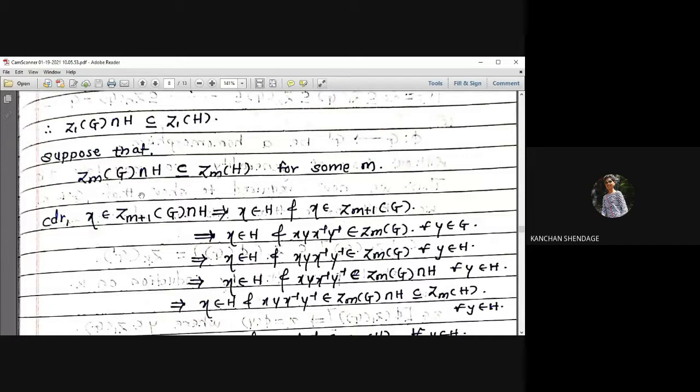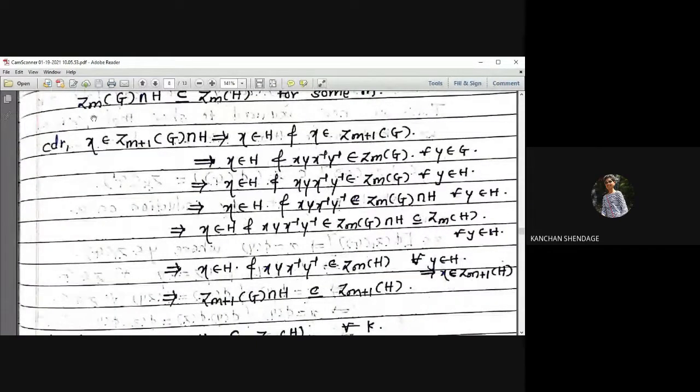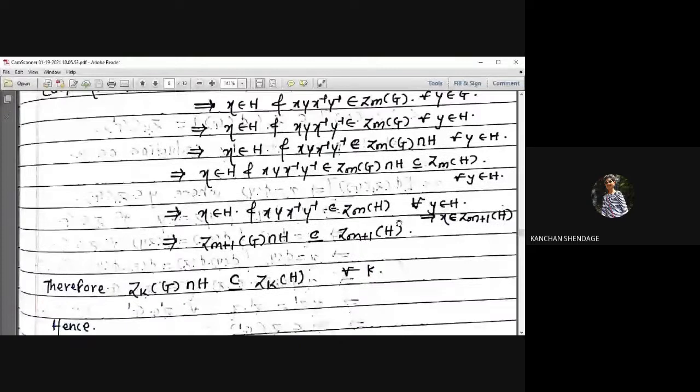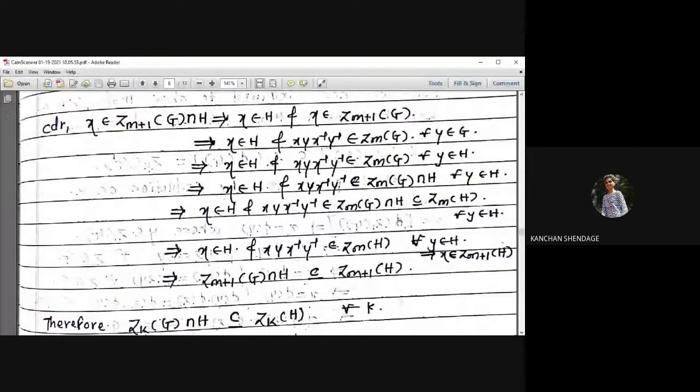And we are assuming for m the statement is true. We have to prove the statement is also true for m plus 1. Okay. So at last we get Zm plus 1 of G intersection H is contained in Zm plus 1 H. Okay. बघा हे स्टेटमेंट नीट वाचा, रीड करा केअरफुली. Okay. Any difficulty in this up to here? Any doubt?